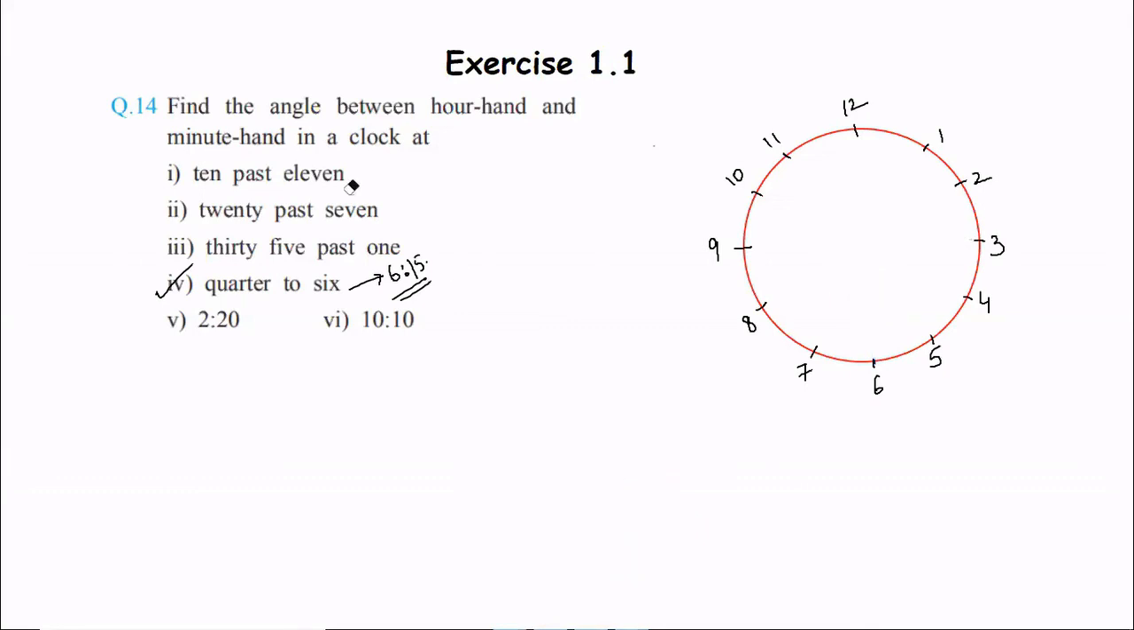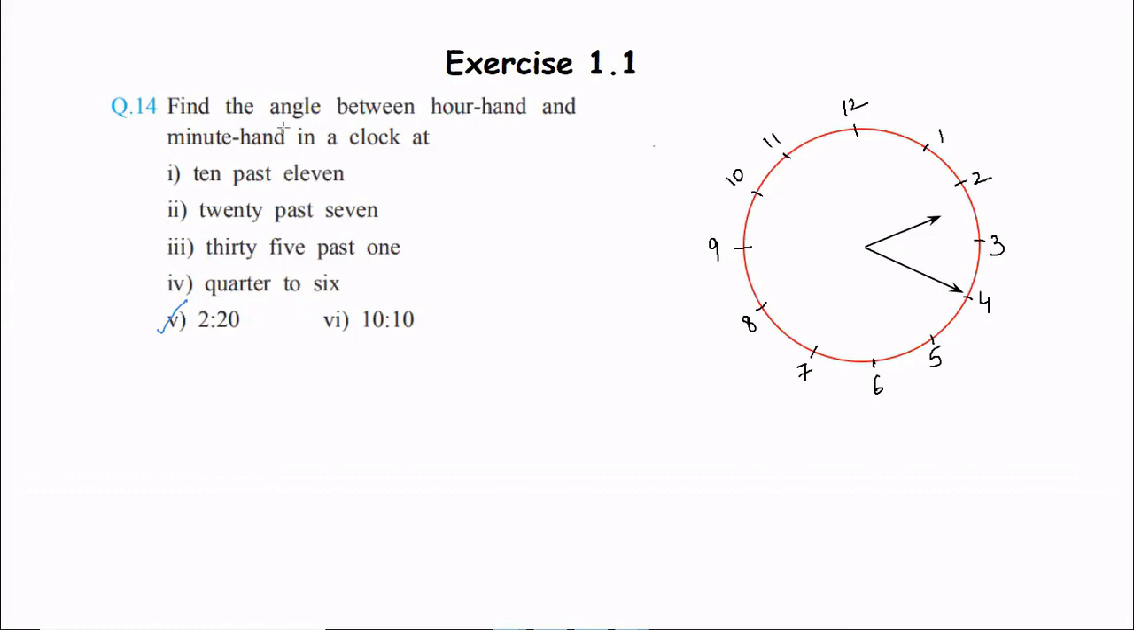All right, so doing the fifth question now. We will find the angle for 2:20. The minute hand will be at 4, and the hour hand will be a little bit ahead of 2. So what will be the angle over here?